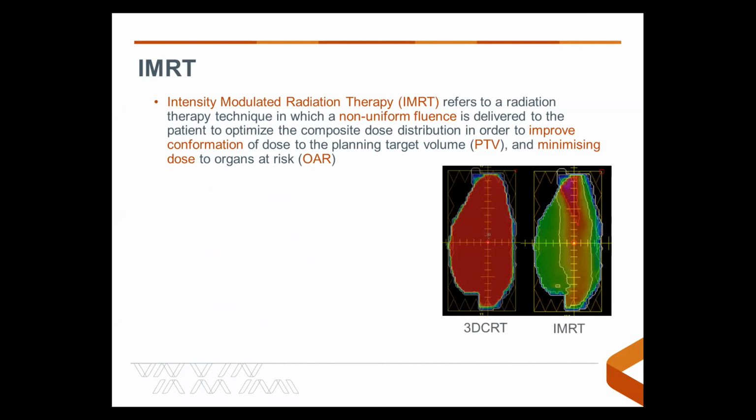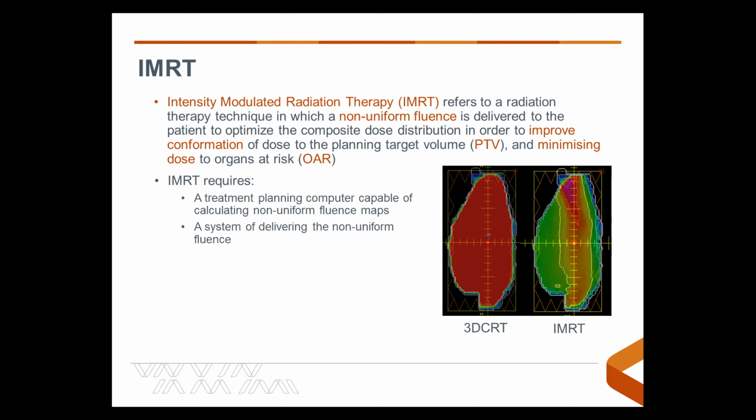So an example of two fields. This is a traditional 3D conformal treatment where you shape the field with the MLCs and you deliver a flat uniform field of radiation dose. And then on the right, you see a typical IMRT field where you modulate the dose in order to deliver regions of high and low dose in order to improve conformality to the planning target volume and reduce dose to the organs at risk.